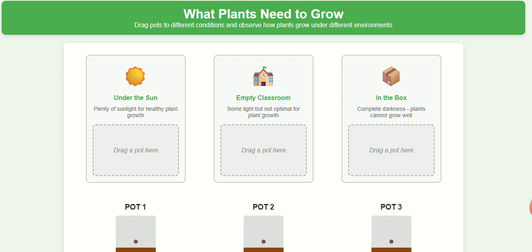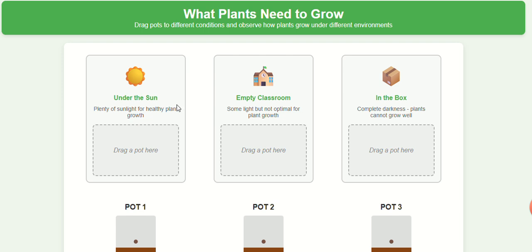Today I'm going to take you through an adventurous journey using my digital simulation, which I developed using DeepSeek AI, on the topic of NST Grade 4, and specifically on the content of what plants need to grow. This simulation focuses specifically on an experiment of plant growth under different conditions.